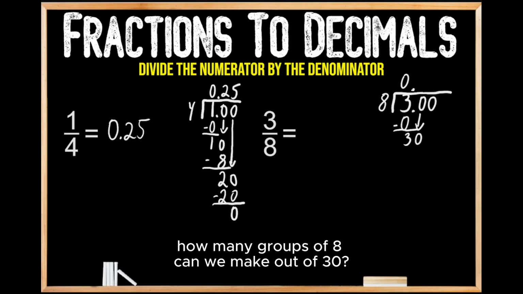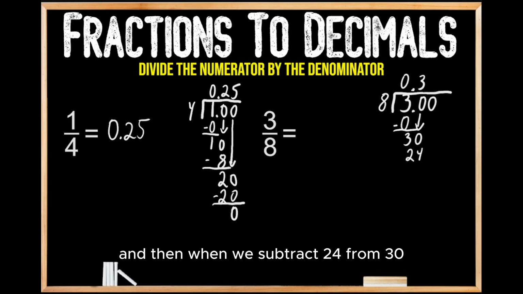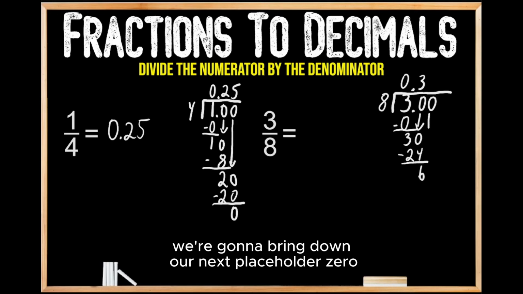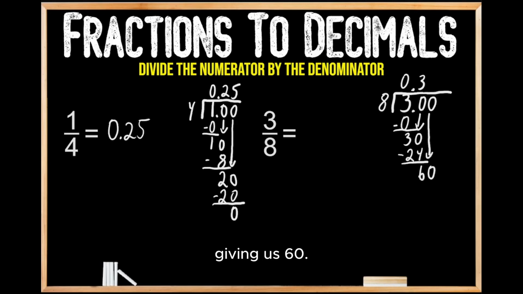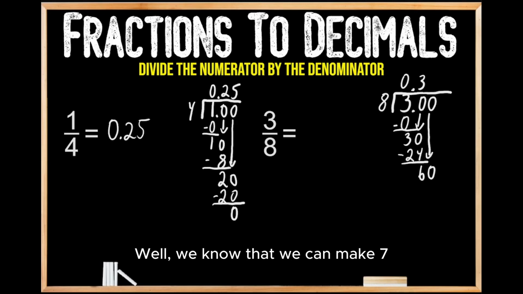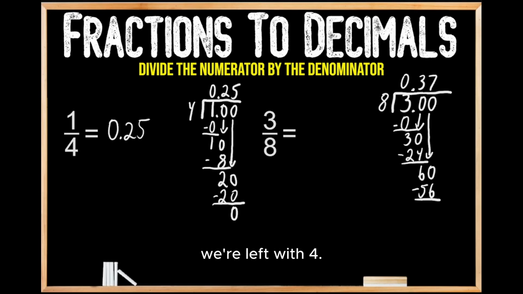And now we're going to think, how many groups of 8 can we make out of 30? Well, we know that we can make 3 equal groups of 8 out of 30, and when we multiply 3 times 8, we get 24, and then when we subtract 24 from 30, we're left with 6. Now, since we're not done, we're going to bring down our next placeholder 0, giving us 60. Now we're going to repeat the division steps, except this time we're thinking, how many groups of 8 can we make out of 60? Well, we know that we can make 7 equal groups of 8 out of 60, and then when we multiply 7 times 8, we get 56, so we'll write the 56, and then when we take away 56 from 60, we're left with 4.